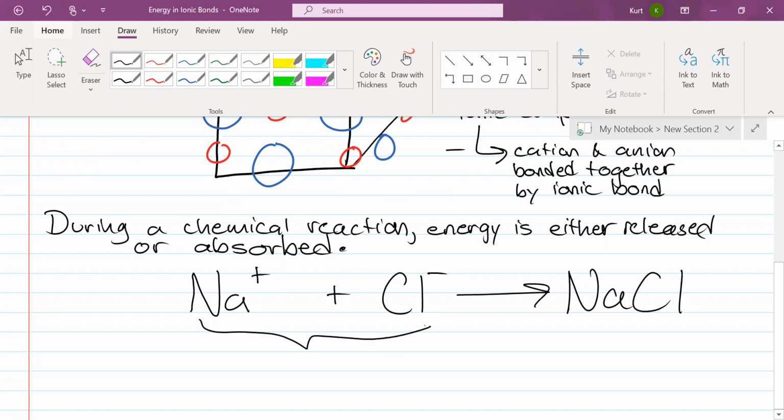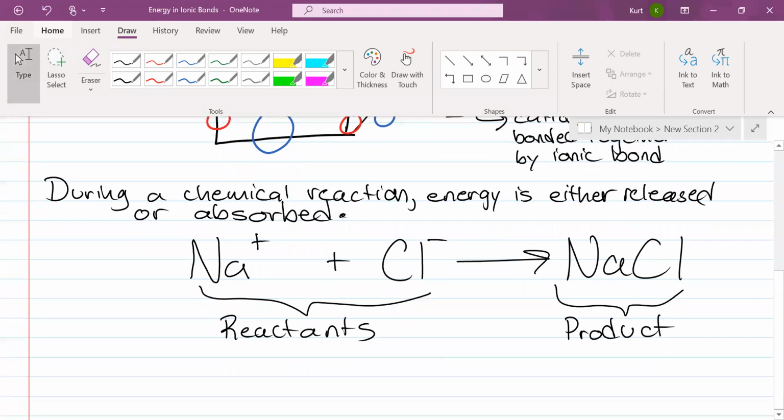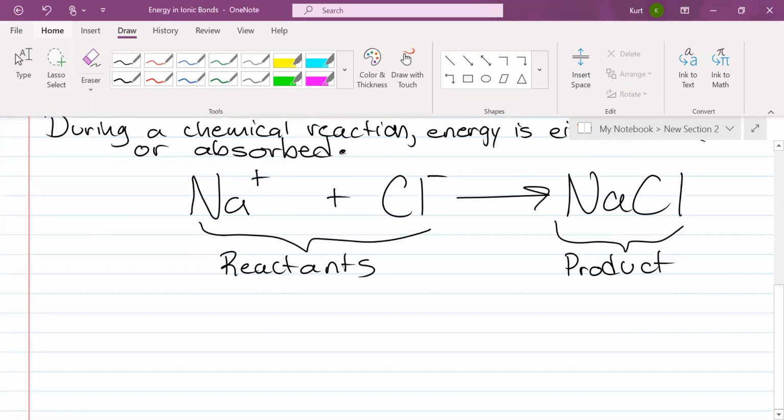The left side of the reaction is called your reactants. The reactants are things that you need. It's like the ingredients. And everything on the right side of that yields arrow is called a product. In this case, we only have one product. The product is what you make. If I'm going to make a cake, my reactants are going to be eggs, flour, sugar, milk, all that stuff I need to make a cake. My product will be the cake. So sometimes when you have a chemical reaction, energy is absorbed into the reaction and energy is released out of the reaction.